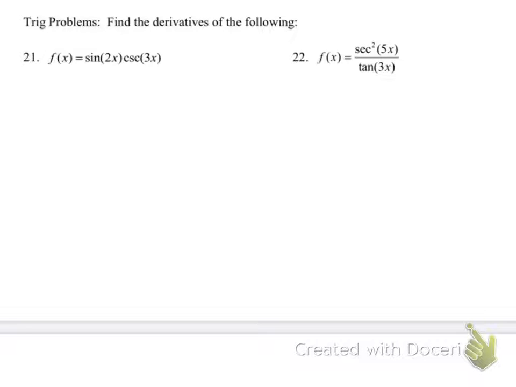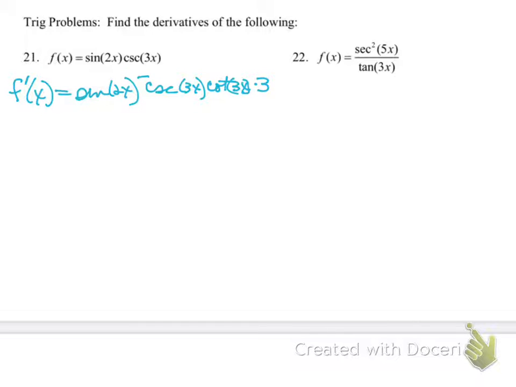Okay, in this video we're going to do the trig problems in the review for 3.1.3.2. So our first one is a product rule. So we're going to say f prime x equals left d right. Okay, the derivative of cosecant 3x is negative cosecant 3x times cotan 3x times the derivative of the angle, which is 3.